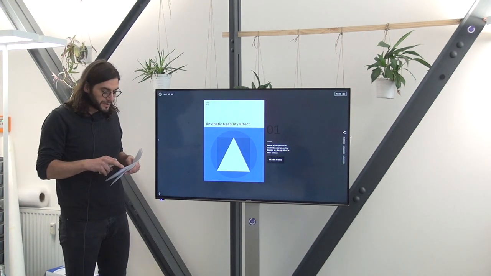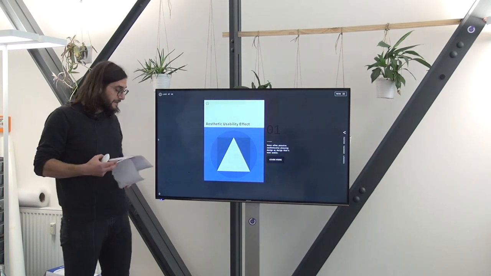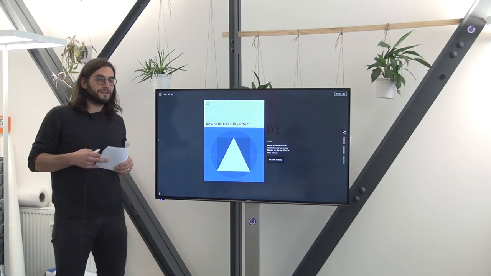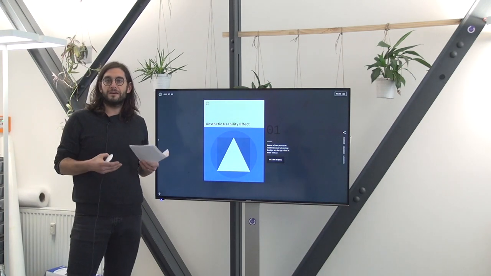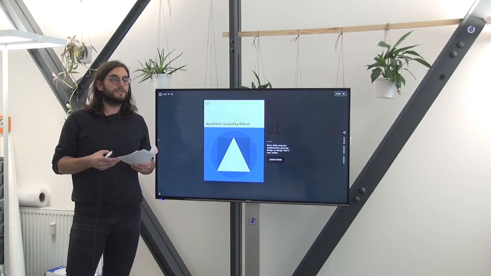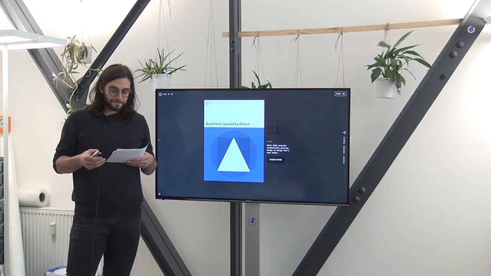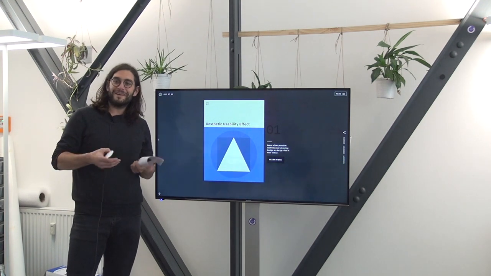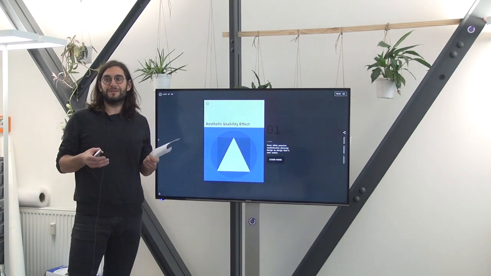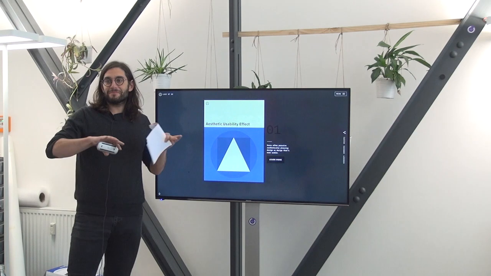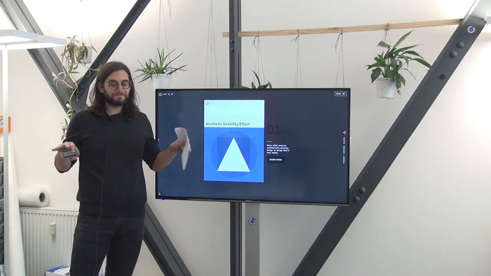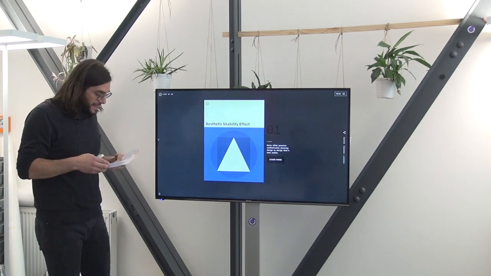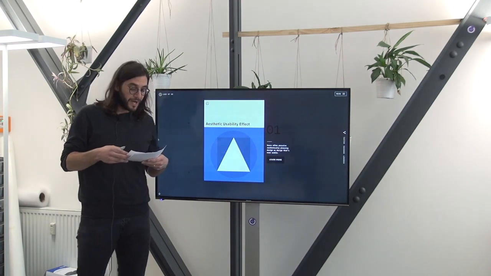So we start with the first. We have 19, and it's about the aesthetic usability effect. That means that if the user is testing or using a good-looking user interface, mostly he is more tolerant of minor usability issues. That means if it looks good, you have the possibility to hide some problems with your UI.